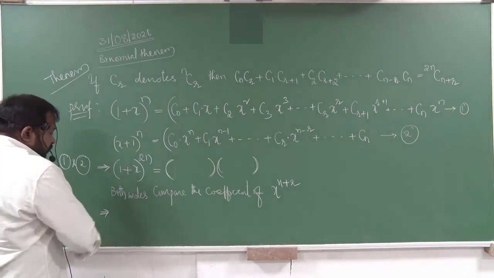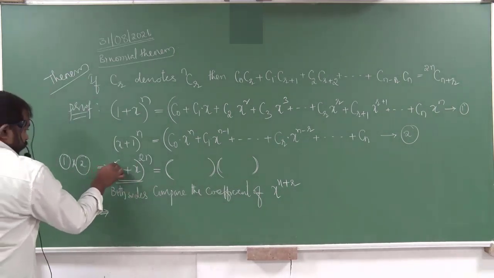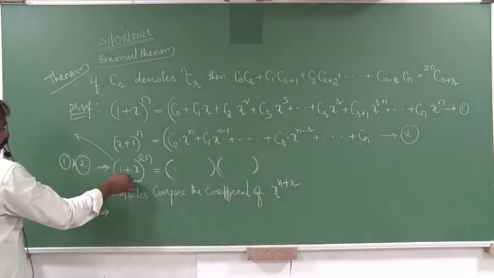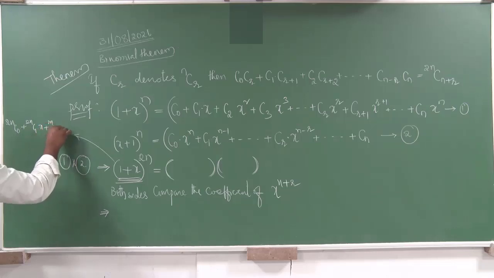That implies, what is the value you will get if you expand this? For your understanding, if you expand (1 plus x) whole power 2n, tell me what you will get here. 2nC0 plus 2nC1 into x plus 2nC2 x square.